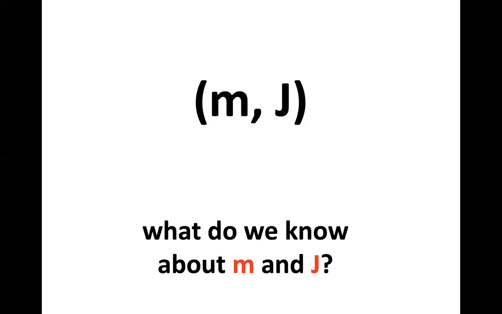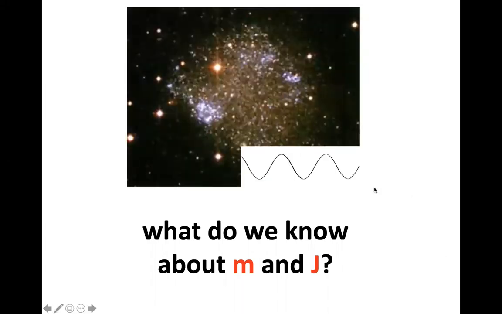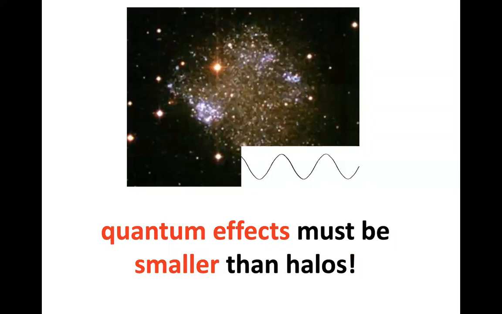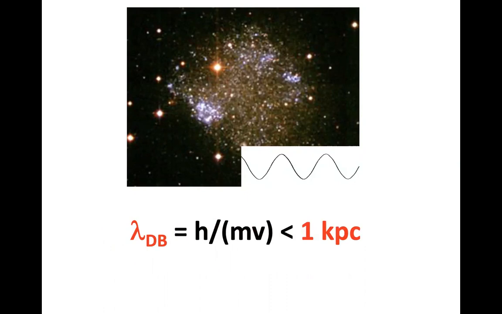Now, what do we know about the mass and the spin of the dark matter? Well, first of all, quantum effects associated with the dark matter must not get in the way of what we know about dark matter halos. And so quantitatively, the de Broglie wavelength of the dark matter must be shorter than the size of the smallest collapsed halo we observe in the universe. So let's put in numbers. This requirement means that the de Broglie wavelength, so Planck's constant divided by the momentum of the particle, ought to be smaller than around 1 kiloparsec.